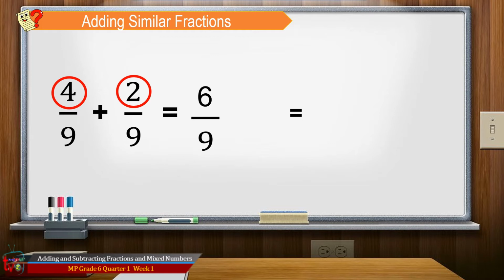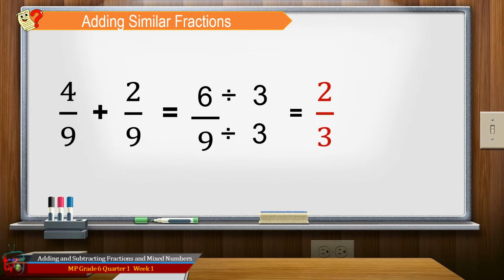Reduce the answer to its lowest term if possible. Can we reduce 6/9? Yes, because 6 and 9 are divisible by 3. 6 divided by 3 is equal to 2, and 9 divided by 3 is equal to 3. Our final answer now is 2/3.